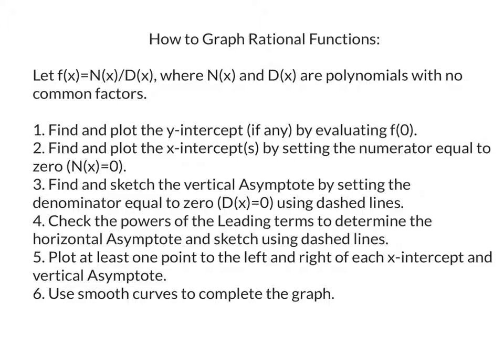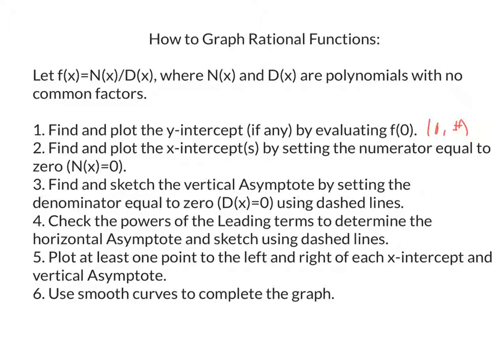And here they are. Let f of x equal n of x over d of x, where n of x and d of x are polynomials with no common factors. Step one is to find and plot the y-intercept, if any, by evaluating f of 0. In other words, substitute 0 into your entire function. Whatever is left over, you'll write your intercept as, and remember, a y-intercept should be written as 0, comma, the number.